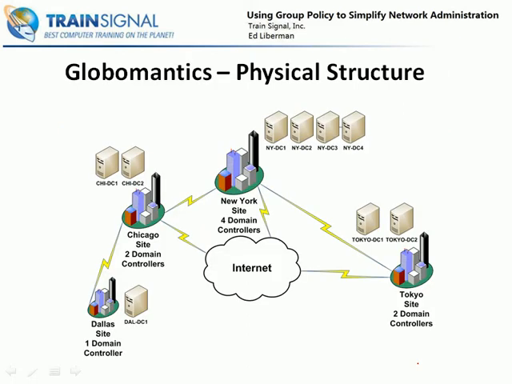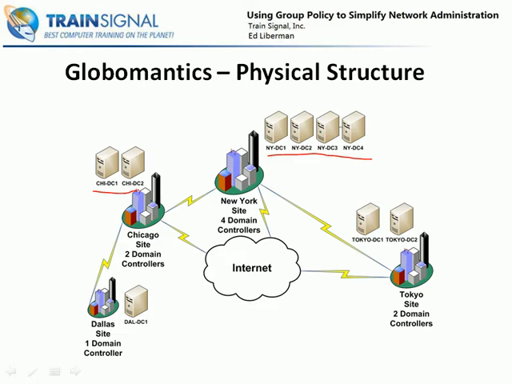Now here again, we have the GlobalMantics physical structure. We have the New York office. Okay, so this is one location that is connected by a high-speed connection within the network. And we have 4 domain controllers in New York. Okay, we'll just simply call them New York DC 1, 2, 3, and 4. And then we have the Chicago site. And the Chicago site has 2 domain controllers, Chicago DC 1 and 2.